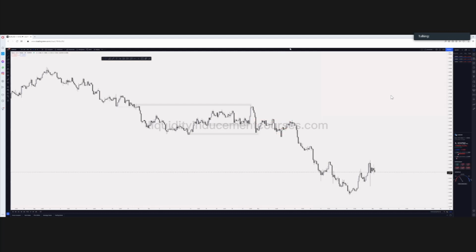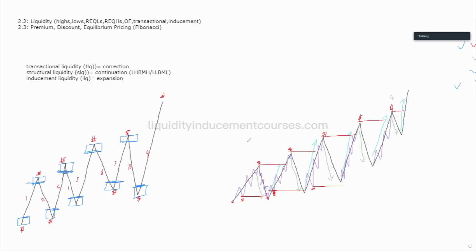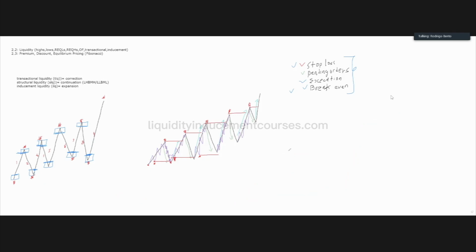Yeah, let's leave this for now. I hope you guys understand what structural liquidity is all about now, at least with this example. And remember, you combine everything with everything. That's how you get your answer. I just want you guys to see what it looks like on chart.